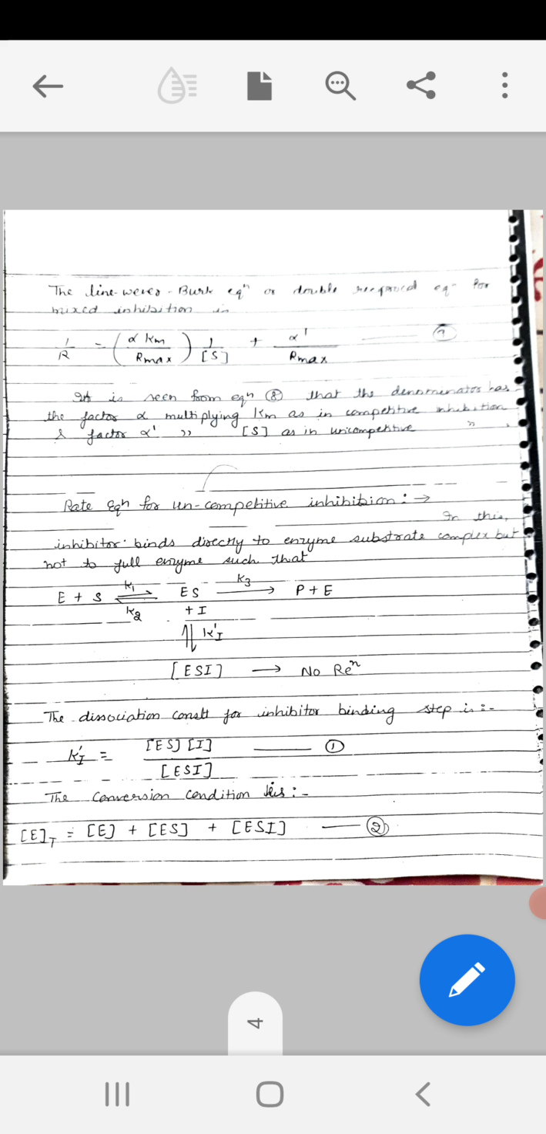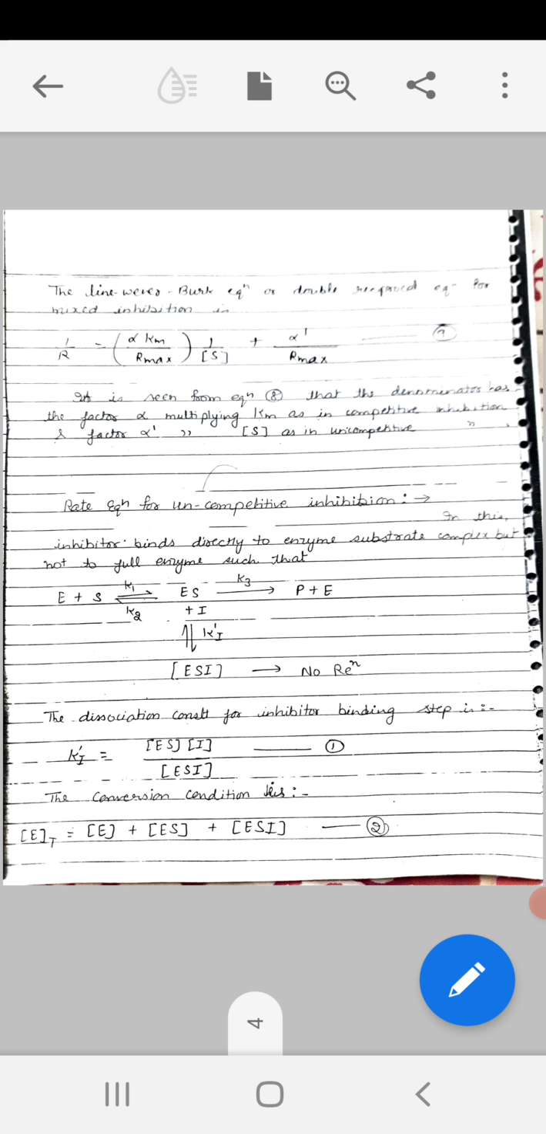Now the rate equation for uncompetitive inhibition. In this, the inhibitor binds directly to the enzyme-substrate complex but not to the free enzyme, such that E plus S with rate constants K1 and K2 is converted into the ES complex. With rate constant K3, it is converted into product plus enzyme regenerated. Now this ES complex combines with inhibitor with rate constant K1 dash to form ESI. ESI will give no reaction.